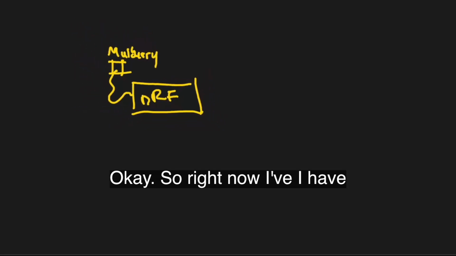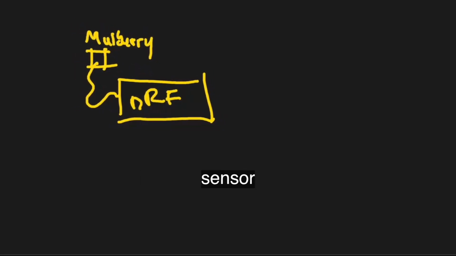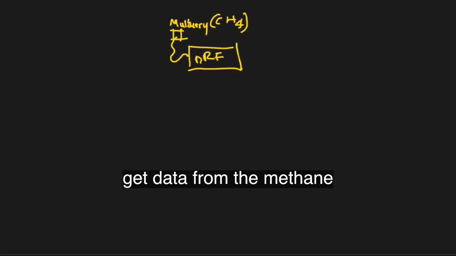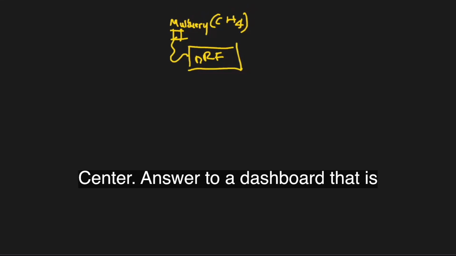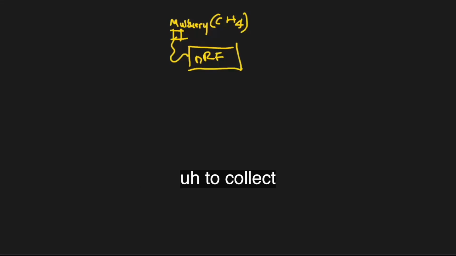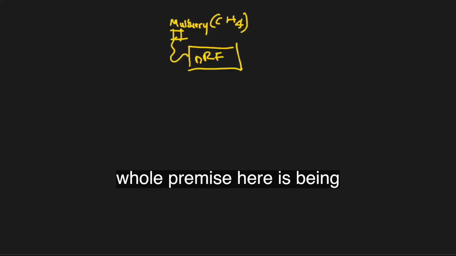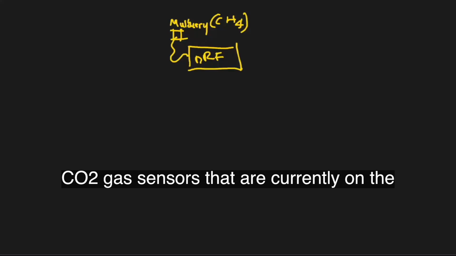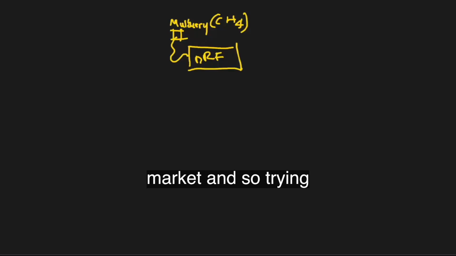Okay, so right now I have the Mulberry methane sensor, and essentially I'm trying to get data from the methane sensor to a dashboard that is easily accessible to collect and analyze data. The whole premise here is being able to leverage the low-cost methane and CO2 gas sensors that are currently on the market. And so I'm trying to build out the data stream, the data pipeline infrastructure for this.